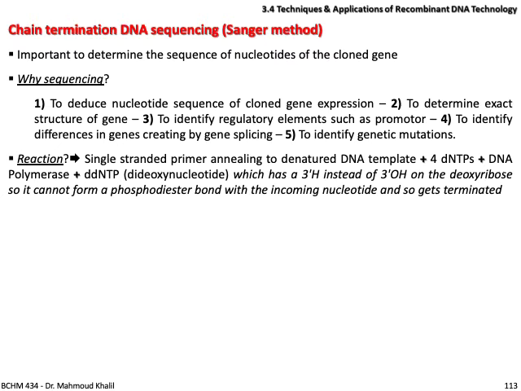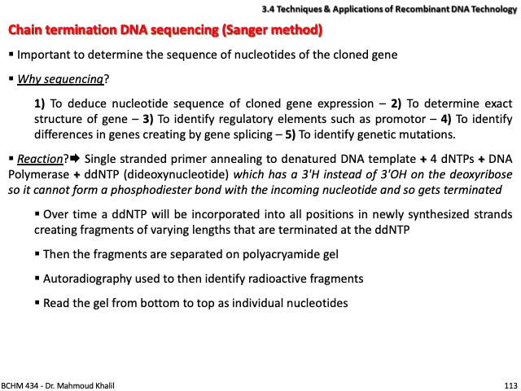What about the reaction? The reaction consists of several components. The first components are the primers annealed to the denatured DNA template, the four normal deoxyribonucleotides, and the DNA polymerase, and the special component which is called ddNTP. In this ddNTP, the 3' OH is replaced by 3' H, making this group non-reactive. So once this ddNTP is added, the polymerization is terminated. Over time, this ddNTP will be incorporated in the position, and as I told you, the chain will be terminated.